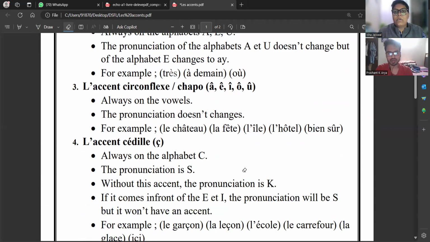This accent is on all five vowels, and there is no change in the pronunciation of any word, any letter. This remains a, this remains e, o, and u.